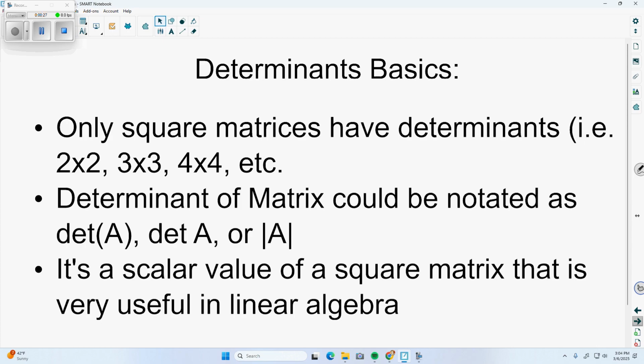The determinant of a matrix could be notated as any of these three things right here. Sometimes math symbols need to perform double duty, so that doesn't mean absolute value if we're talking about matrices. That means the determinant there. And what is it? The most basic way to talk about it is it's a scalar value of a square matrix that is very useful in linear algebra. We don't get to go super far into the applications at this level, but we want to make sure you know how to find it so when it comes time to use it, you're ready to go.